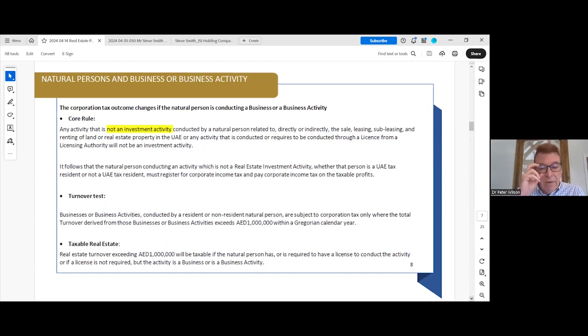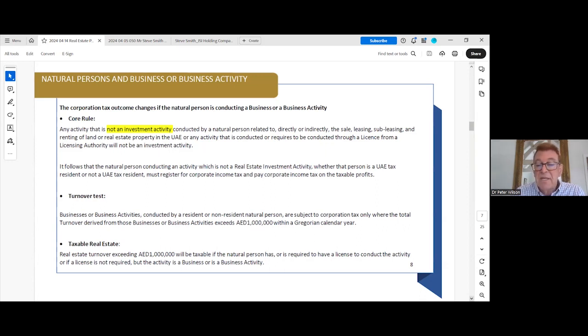Well, we know firstly that there is the 1 million threshold in the Gregorian calendar year. So if the person is not carrying on an investment activity, they're carrying on a trade. But if the person's turnover does not exceed 1 million dirhams, then they shouldn't be liable to corporate income tax. Now, I suspect that somebody who's carrying on a trading activity is unlikely to have a turnover that's less than 1 million dirhams. But, you know, it could be possible.